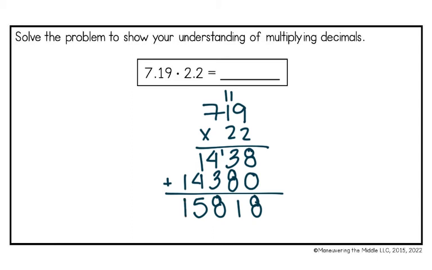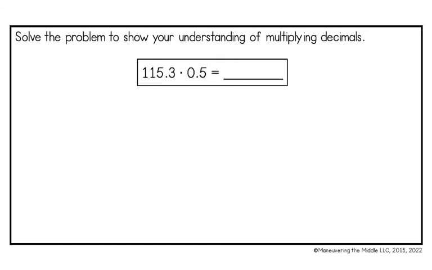Now the answer isn't 15,818. We need to remember to go back in and put in our decimal. So in 7.19 we have 2 digits. In 2.2 we have 1. So we have a total of 3 digits. So I'm going to go 1, 2, 3 hops to the left. So our actual answer is 15.818.